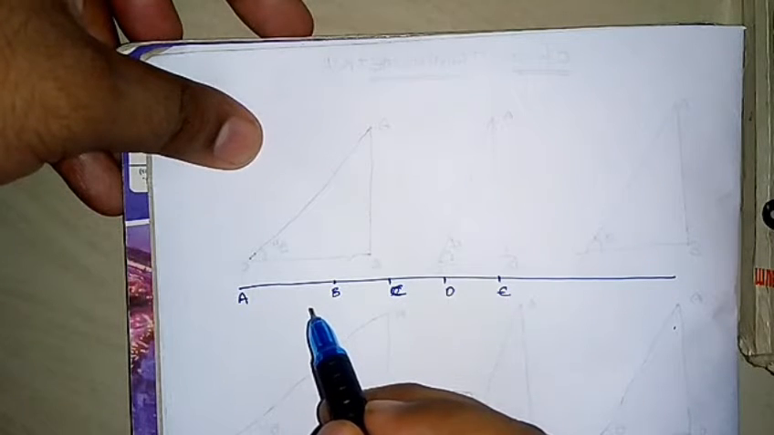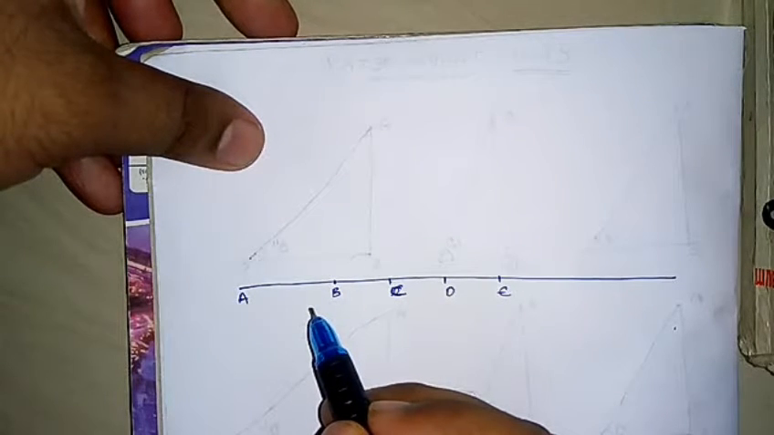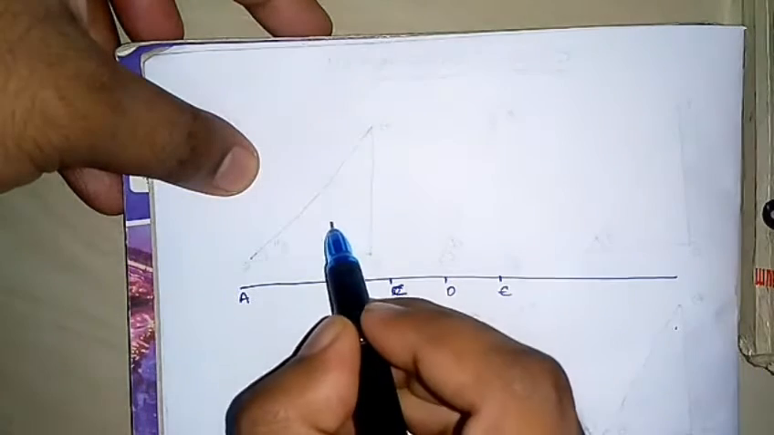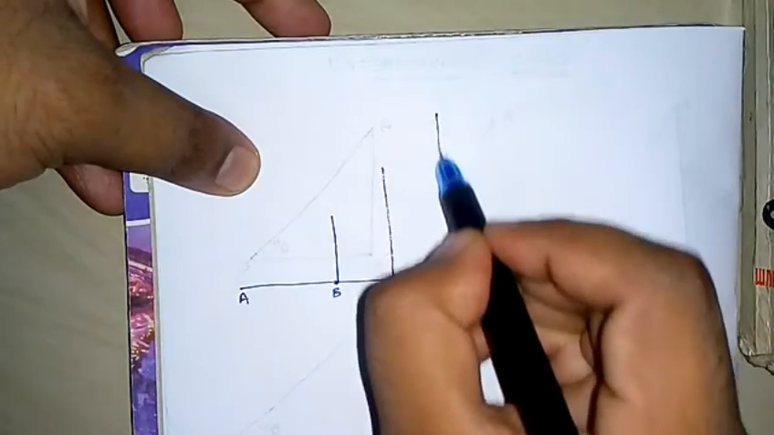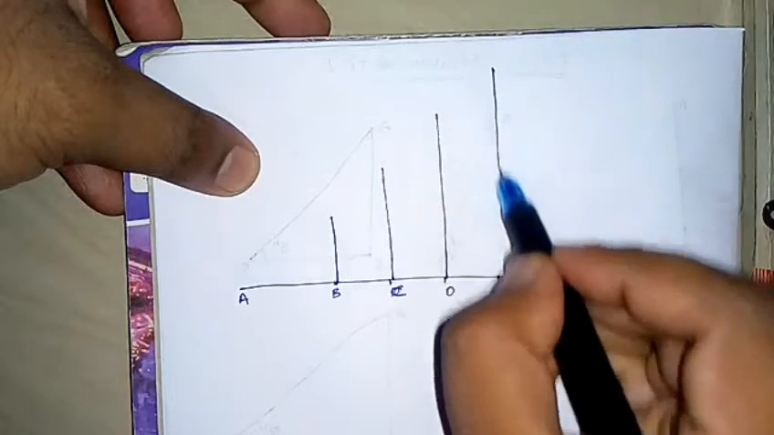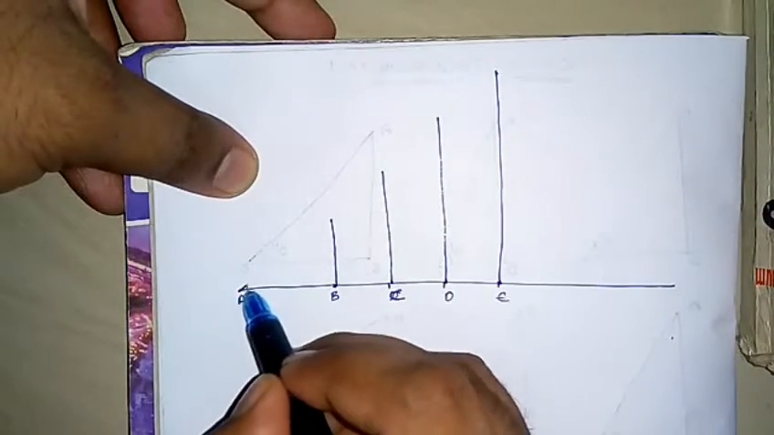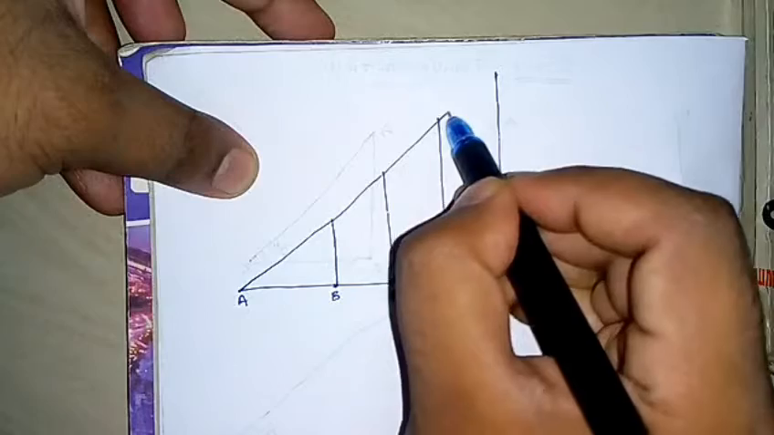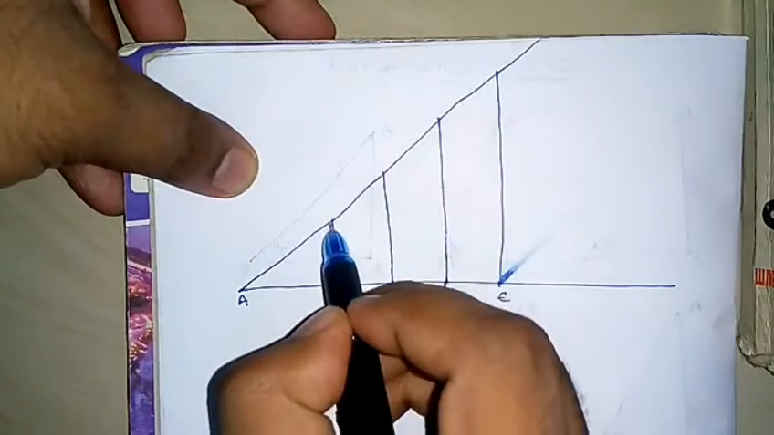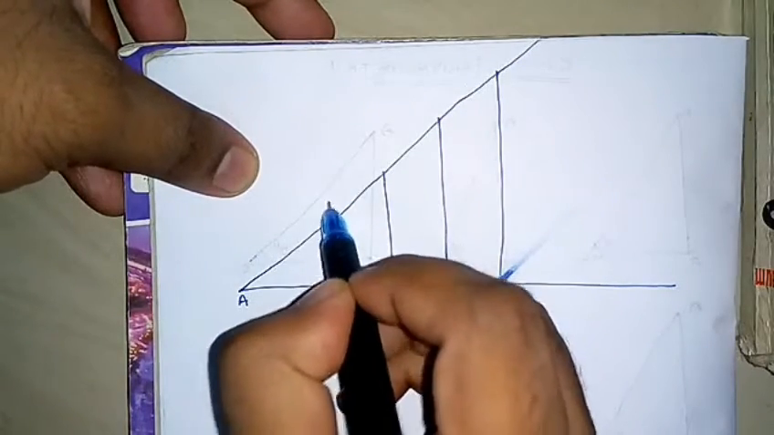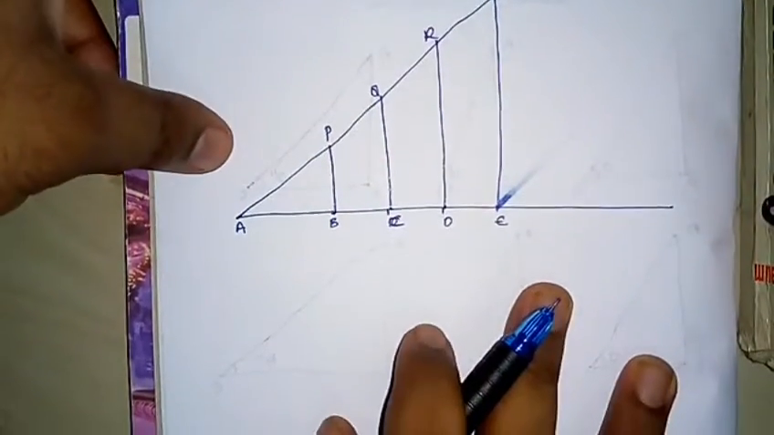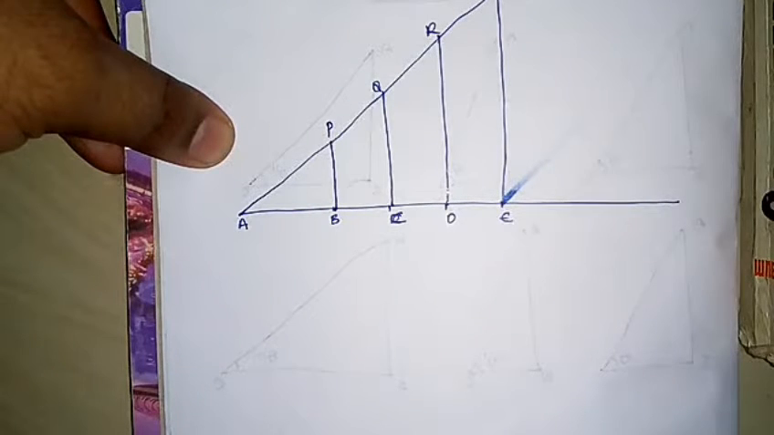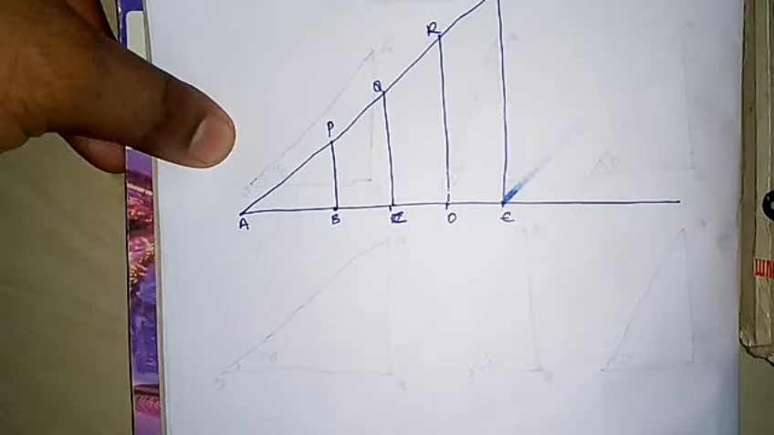Draw perpendiculars BP, CQ, DR, ES of lengths 4, 8, 12, 16 from the points B, C, D, E respectively. So this is the perpendicular, and this is another perpendicular, and another, and another. Now join these points. This is P, Q, R, S. Join AP, AQ, AR and AS.